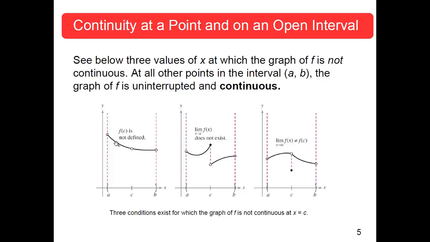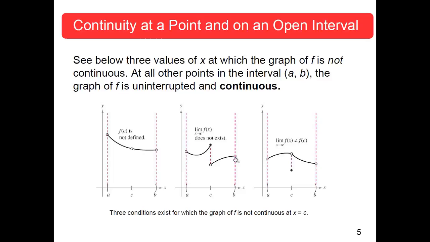So we would say this curve is nice and smooth on the open interval from A to C and then the open interval from C to B. But at C, there's a hole in the graph. The function is not defined, so it's not continuous at point C.